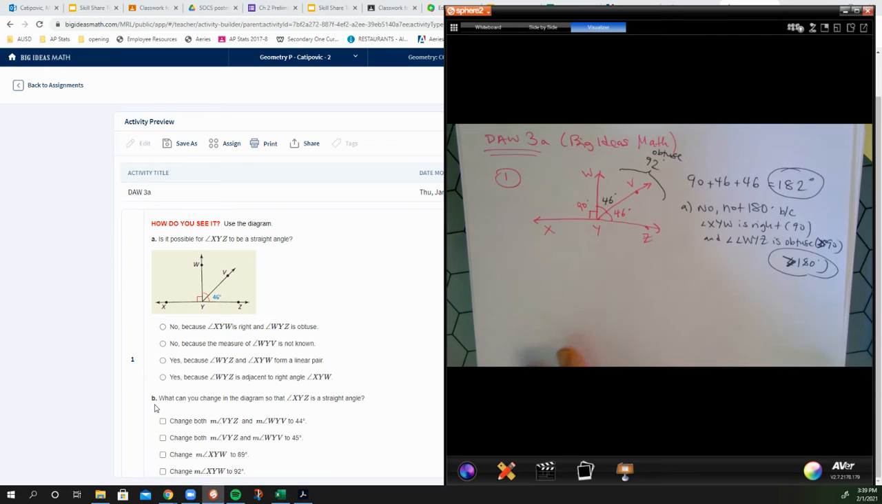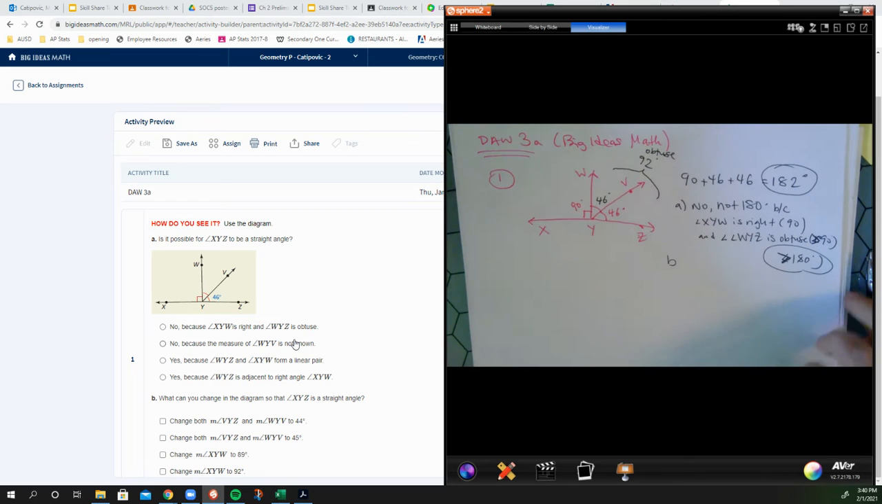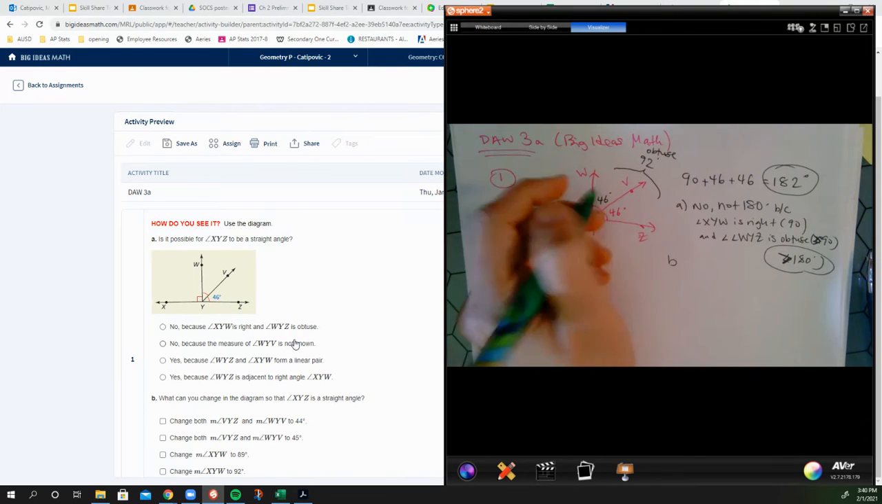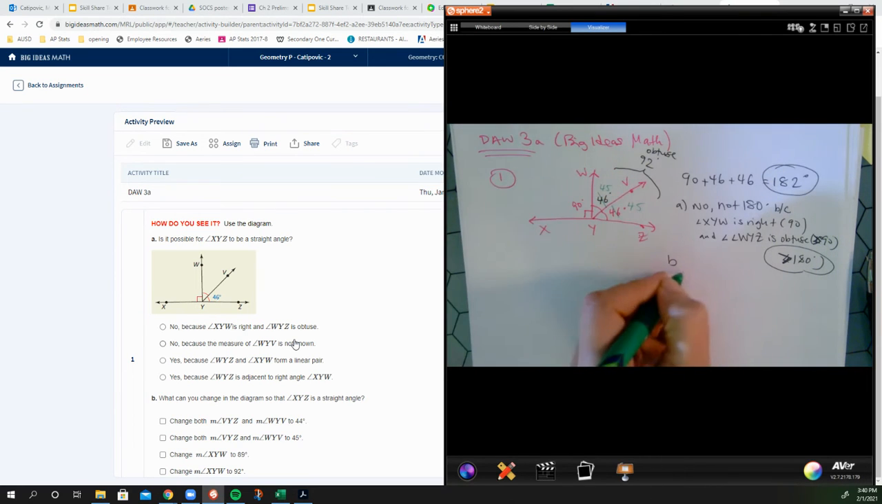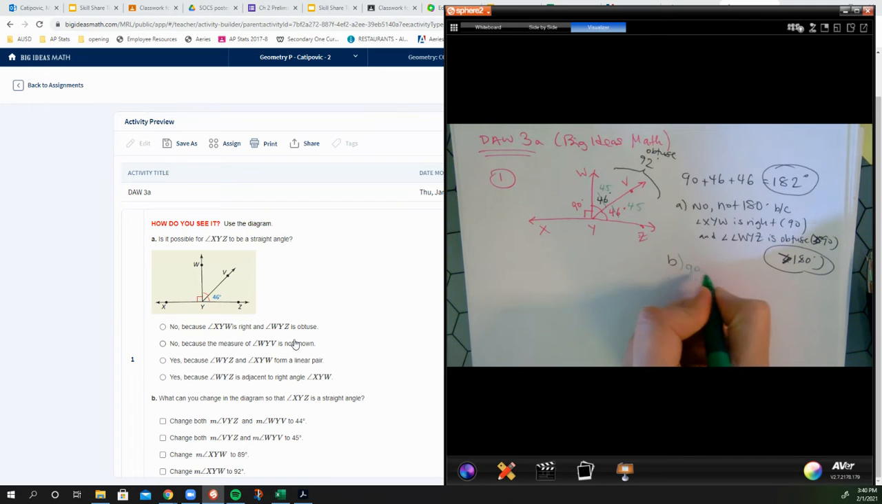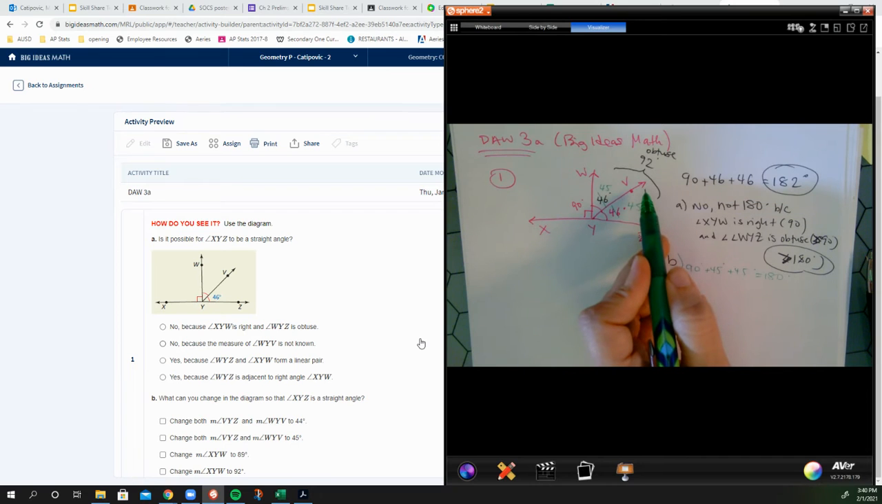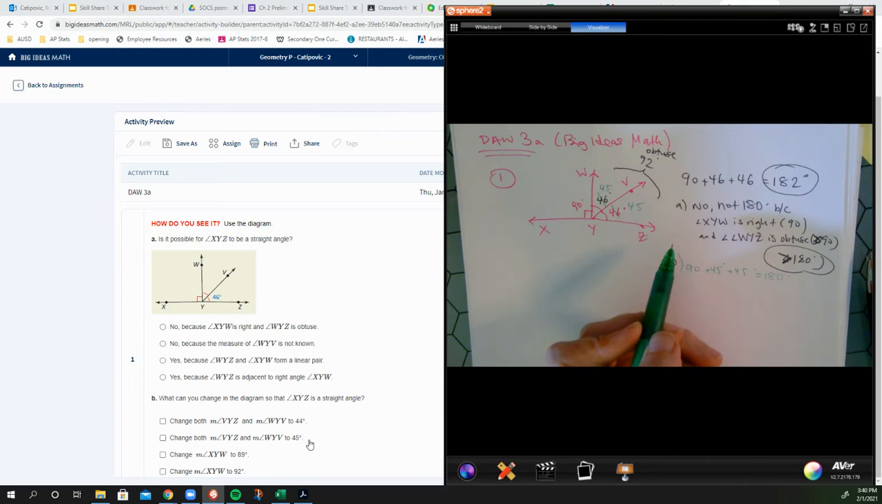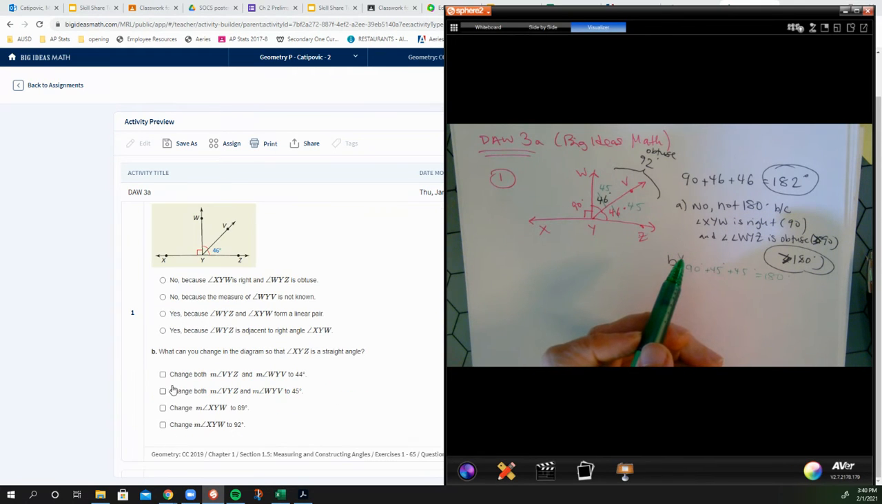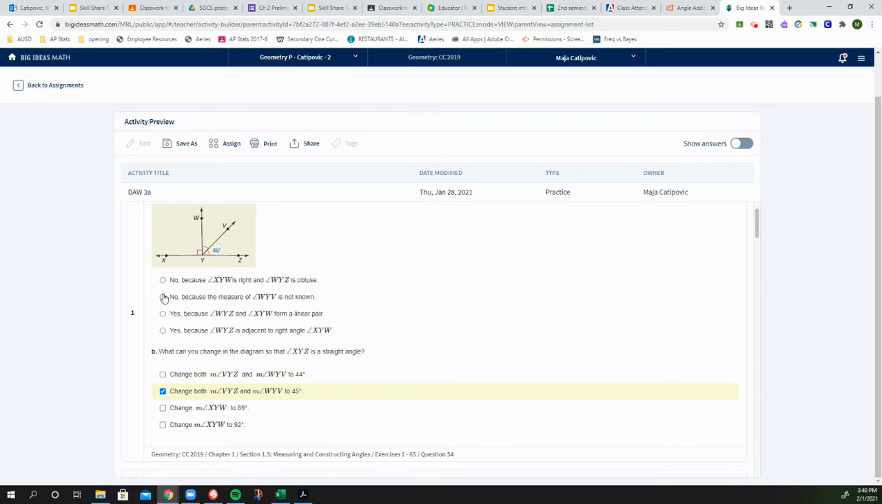Right. And then next up for part B, they're asking you, okay, how do you change this so that it becomes a straight angle? And I think our best option is to say, you know what, this 46 degrees was just a little bit too much. What if it was a 45? Right? If those guys were 45s, then we would have a 90 plus a 45 plus a 45, and that's 180. So the answer we want to pick for B is, what can you change? You can change both angle WYV and angle VYZ to be 45. So that's going to be option 2 right here. So, yeah. So those are the ones we wanted.